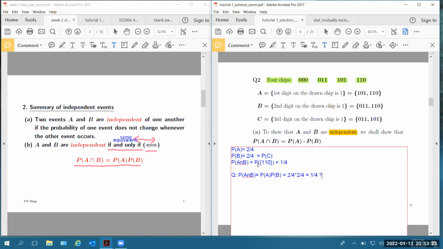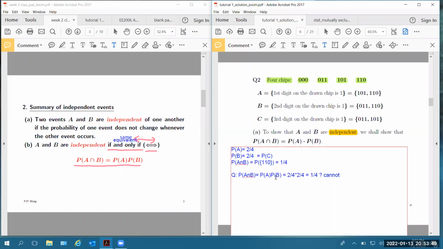Okay, one person says can. Cannot, unless the question tells you that it is independent, then you can use it this way. This one is correct. So actually the answer is cannot. Why cannot? Because you cannot use this formula.